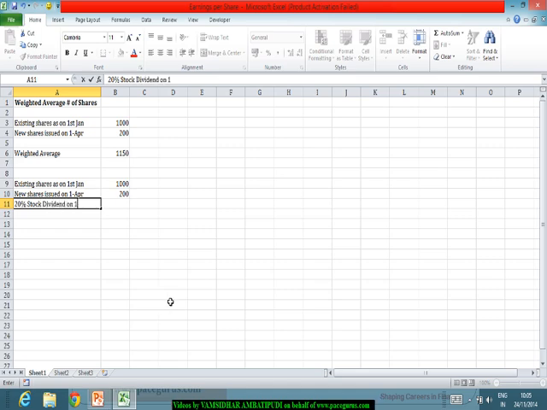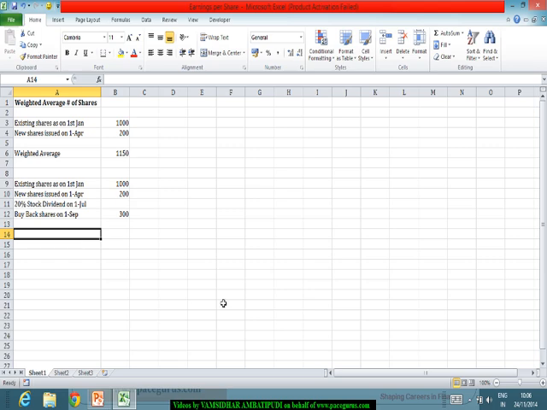20% stock dividend on 1st July. That is something that has happened. And after that, let's say shares retired, or probably I can say buyback shares, on 1st September. How many? Let's say there are 300 shares that are bought back. Now let's say this is what has happened.